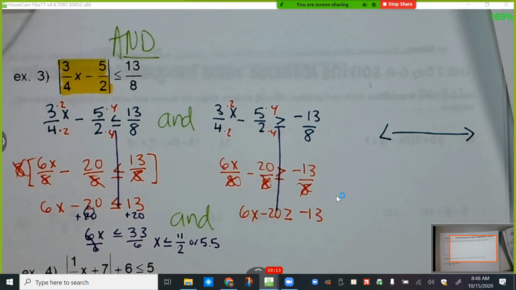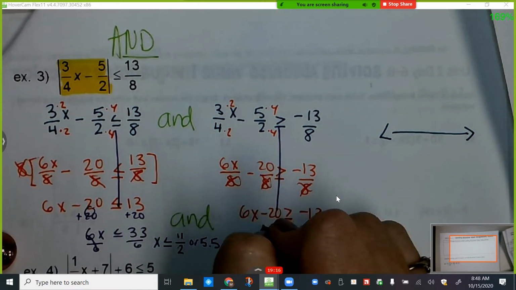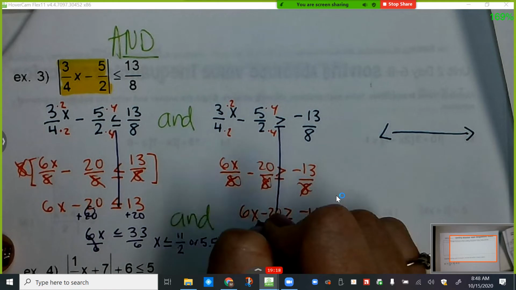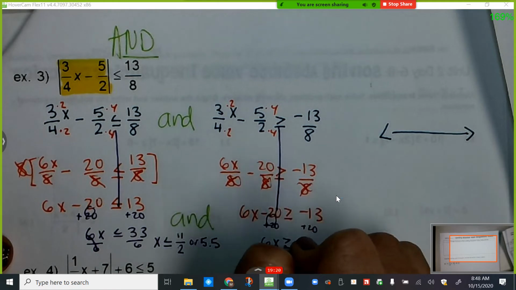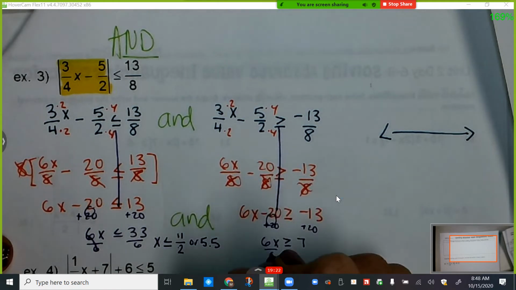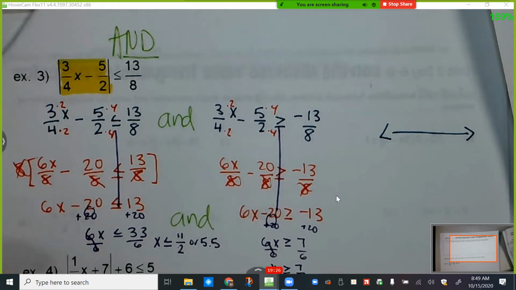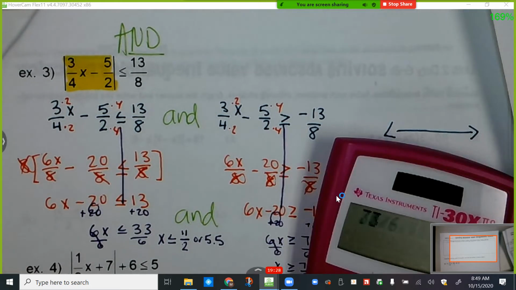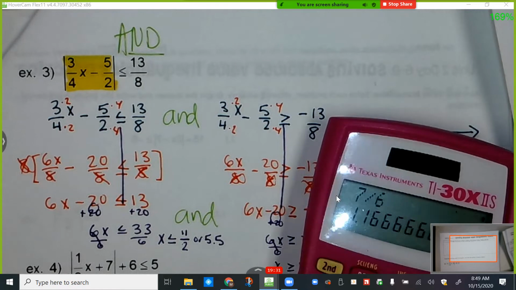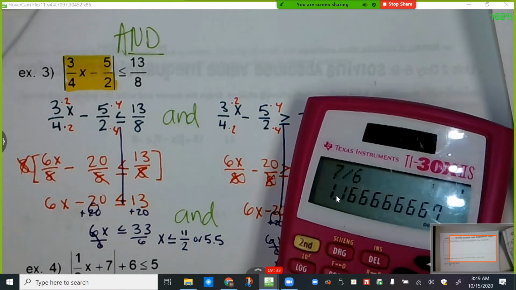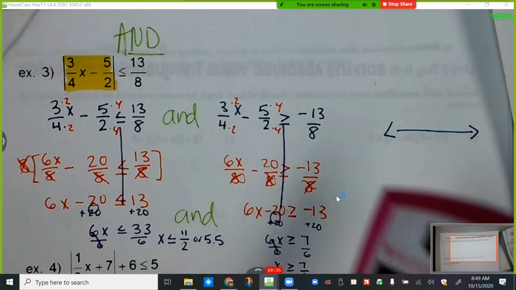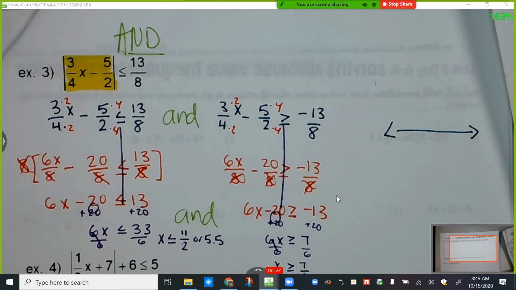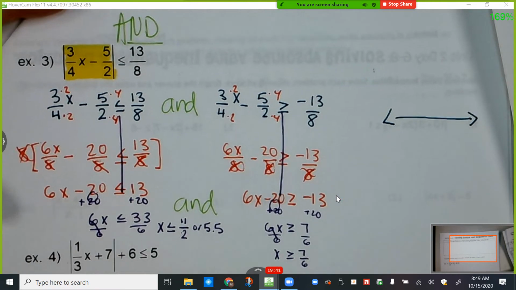So now let's do the other one. So same steps, plus 20, plus 20. I get 6x is greater than or equal to 7. Divide by 6, divide by 6. I get x is greater than or equal to 7 over 6. Now, if I type 7 over 6 in my calculator, does that give me a pretty decimal? No. So, do I want a decimal here? No, leave it as a fraction. But, can I tell you the important part about checking?